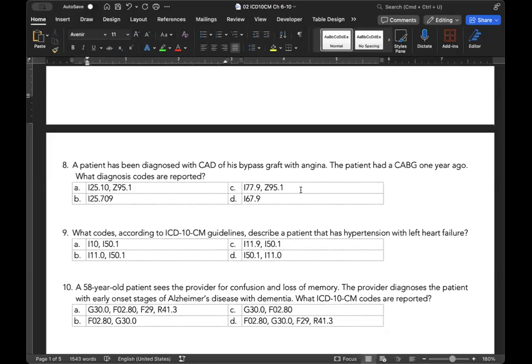Underneath arteriosclerosis, we're going to go to coronary, and then your CABG is present. So we'll go to coronary artery, down to bypass graft because he had it here, and then we will go to with your angina pectoris.